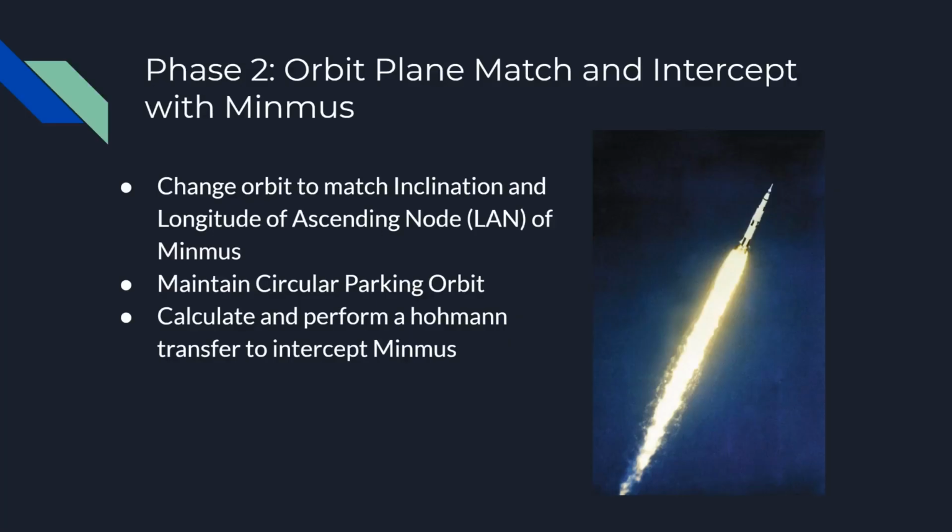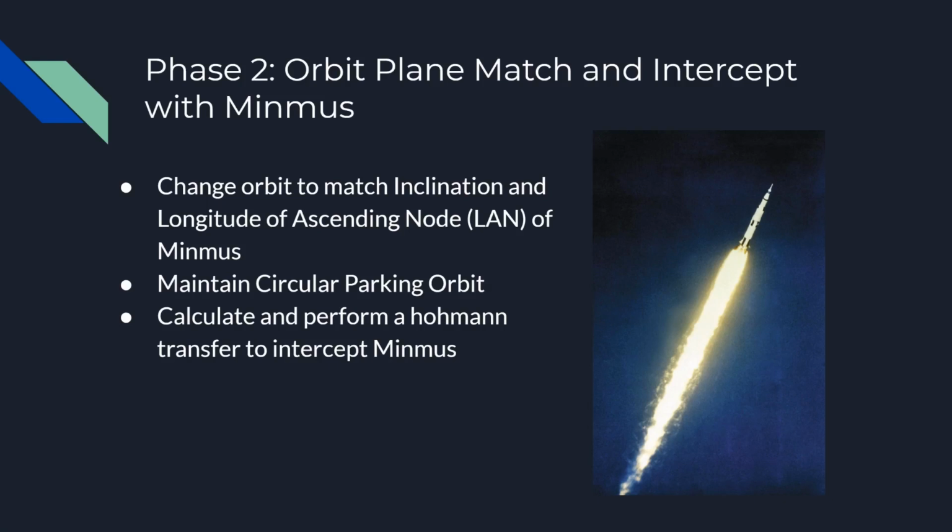All right, so after phase one is phase two, where we're going to be intercepting with Minmus. First thing that we're going to do is match the two orbital planes together, and you do that by matching the inclination and the longitude of ascending node. I do this for pretty much all the analysis that I do. I try to simplify things as much as I can. That's why everything usually gets put into circular parking orbits.